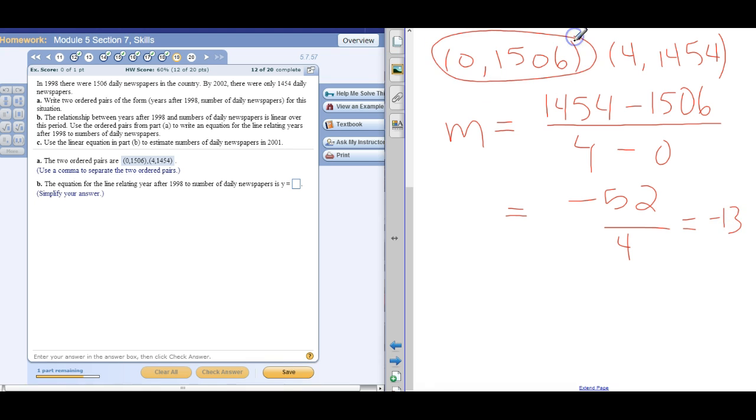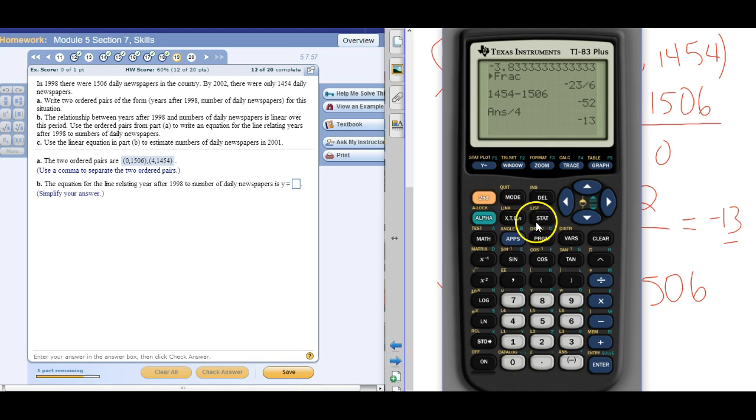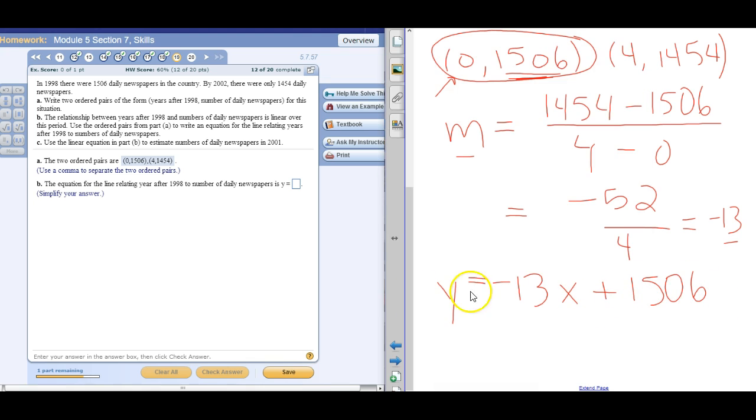This is my y-intercept because the x-coordinate is 0, so this is the value for b. So mx plus b. So y equals negative 13x plus 1506. And once again, your calculator could find that equation. You just stat, edit, put those 2 points in for x and y. All right, once you have your points in, stat, calc, linreg, and then there's our two numbers, negative 13x plus 1506, which is exactly what we have right here.